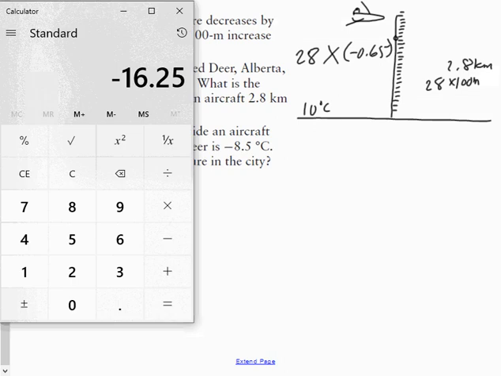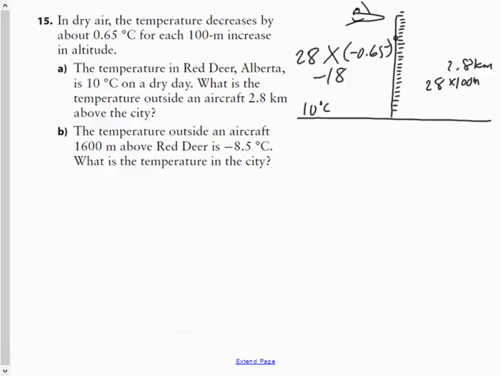Take my calculator and say 28 increments of negative 0.65 will equal negative 18.2. So therefore, it's going to be 18.2 degrees colder up in the aircraft, which means it will be negative 8.2 degrees up here. Because it started off at 10 degrees Celsius, if it drops 18.2, the difference between them is that.